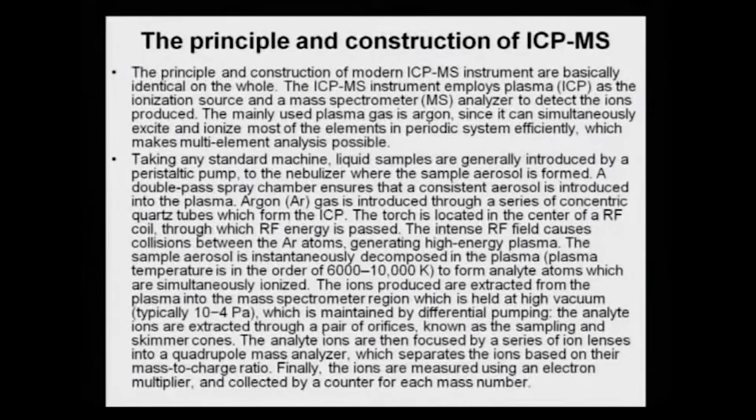The principle and construction of ICP-MS. The principal construction of modern ICP instruments are basically identical on the whole. There is nothing, no main change. There is an ICP which employs plasma, and that is why the name ICP, for its ionization source, and there is a mass spectral analyzer. So, that is all that the machine has, but the standard of introducing the sample, the procedure for using different types of nebulizers, these vary in an ICP-MS machine when the sample changes from one to another.